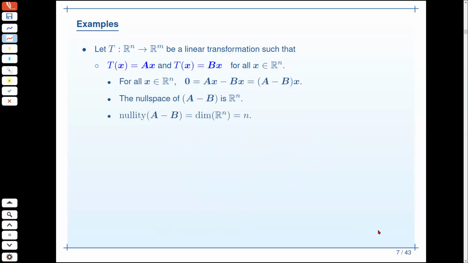Rank is 0 because A minus B is n by n. n is the number of columns, right? So the nullity equals n means the matrix is 0. Or we can say the rank equals 0. So this matrix is the 0 matrix, right? A minus B is the 0 matrix, or we can simply say A equals B. So you are free to say that the standard matrix is unique. As long as you are given a linear transformation, you must have only one standard matrix.